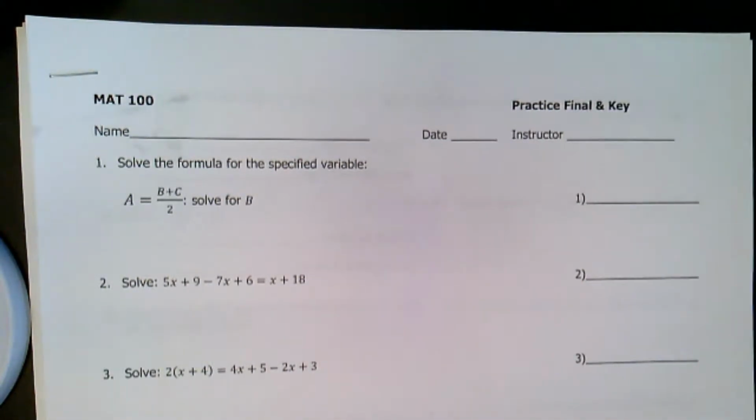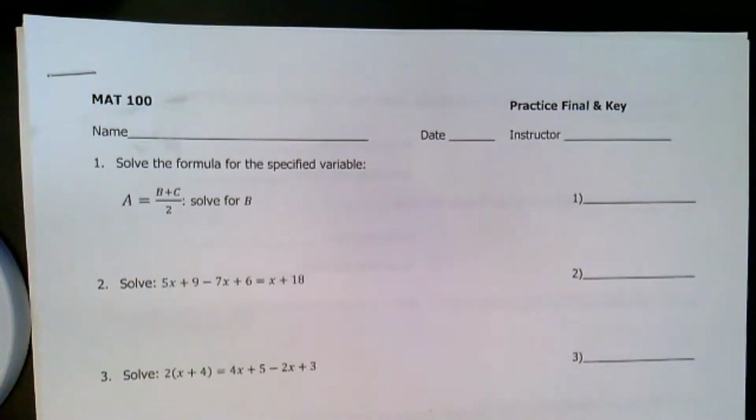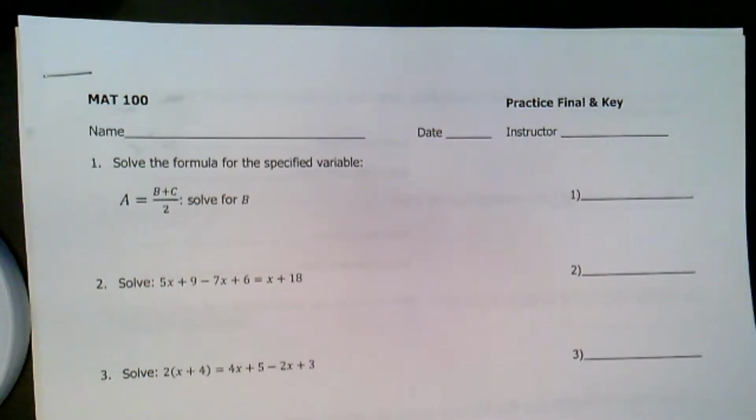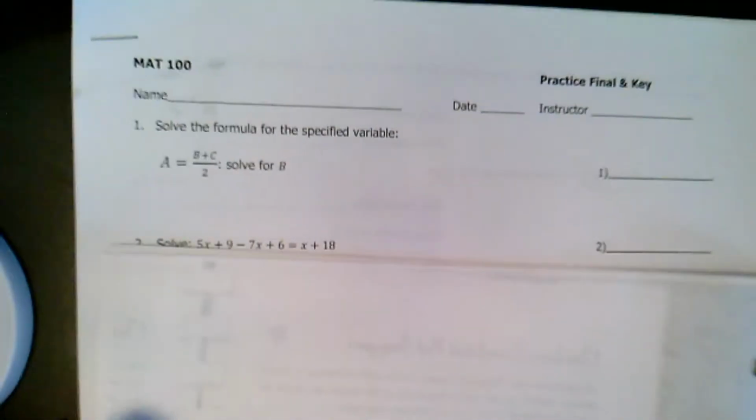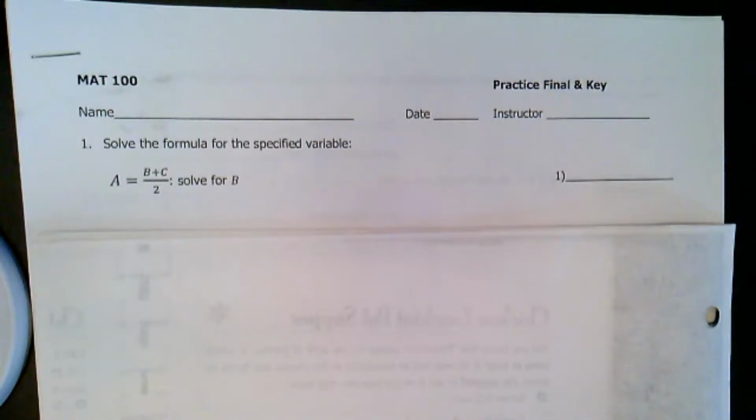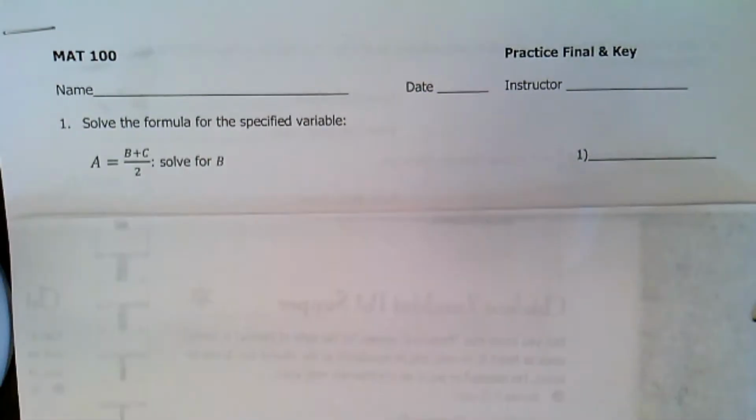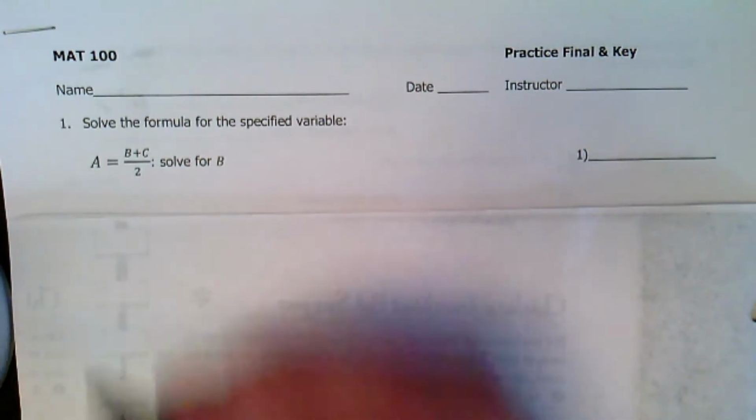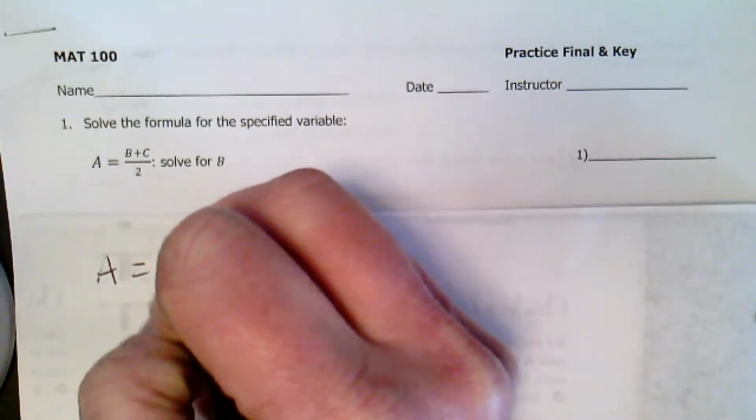Alright, so we're going to start with number 1, and it says solve the formula for the specific variable. It says A equals (B plus C) over 2, solve for B. So our whole goal is to make sure that our answer is B equals, and then there's no B in your answer. Our whole goal is to get B by itself.